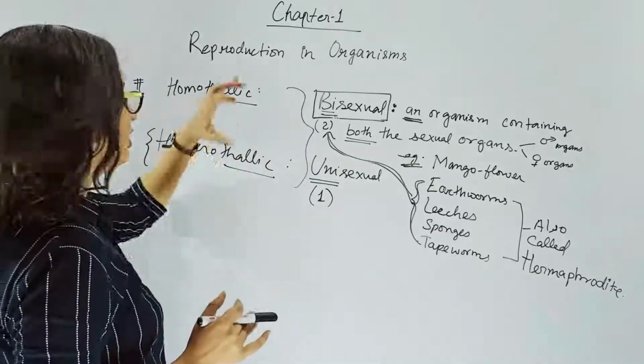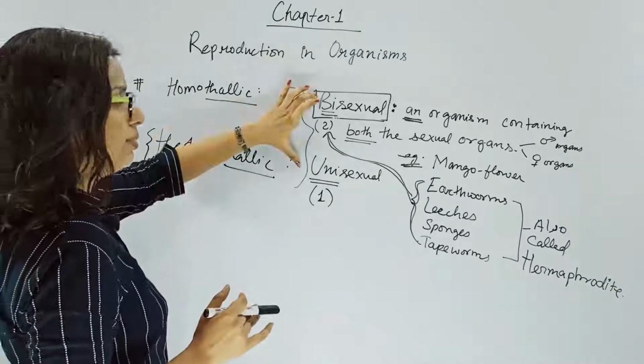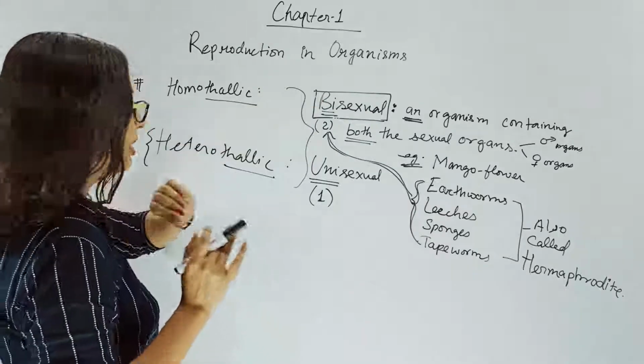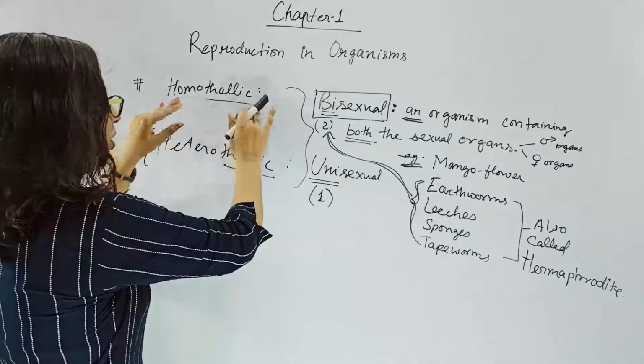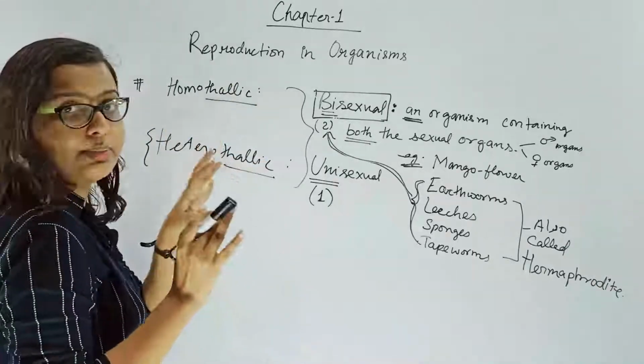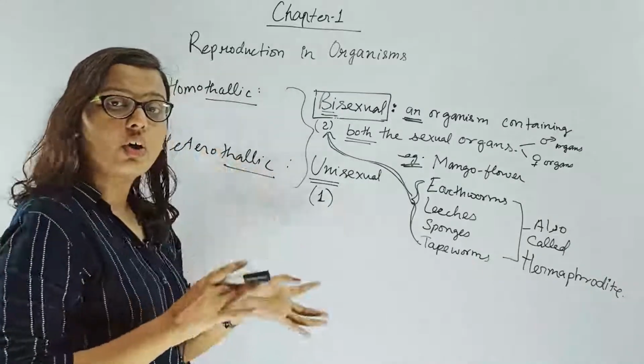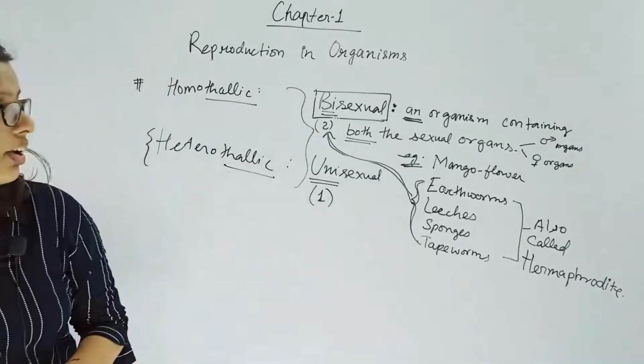In the examination, you can be asked to differentiate between homothalic, heterothalic, bisexual, unisexual, or you can be asked to differentiate between homothalic and bisexual. So what will you say? You will say that these two are the same terms, same things, just the only difference is that homothallic is for lower and bisexual is for higher organisms.